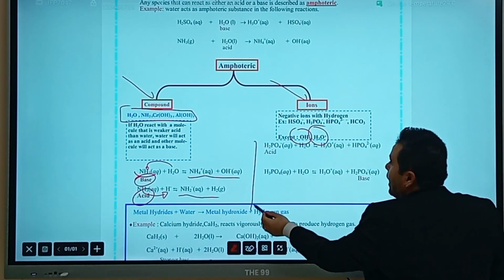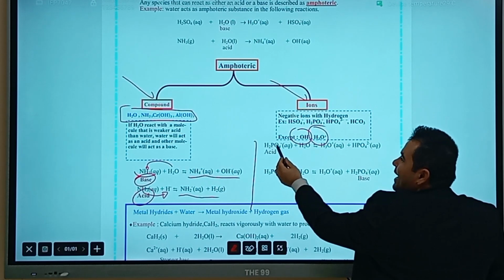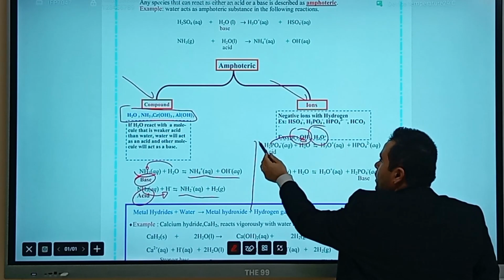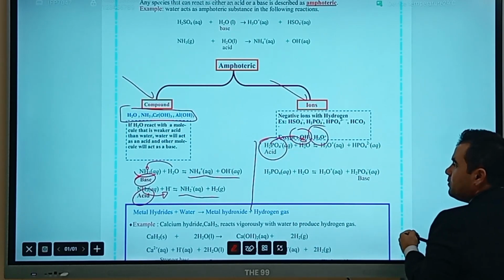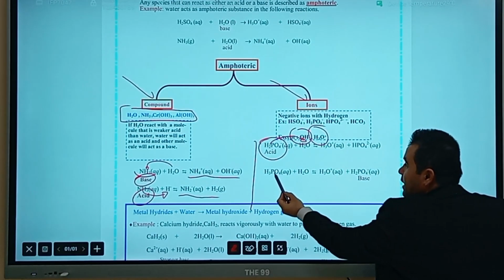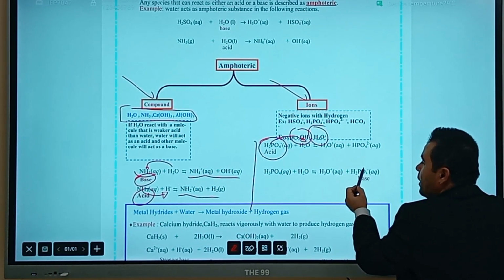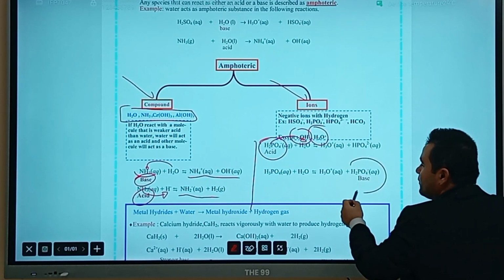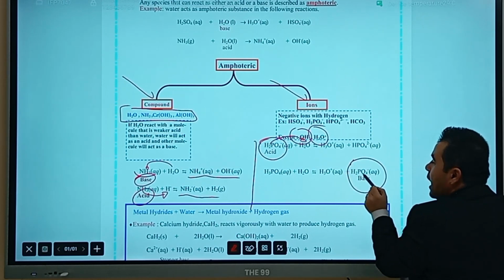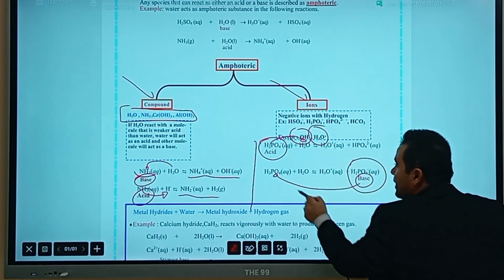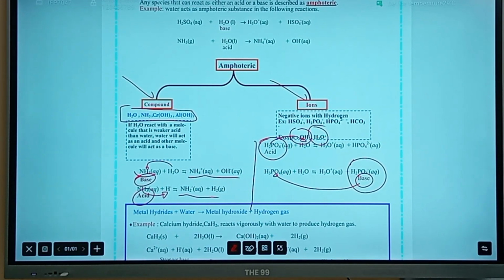For the amphoteric ions, guys, H2PO4 negative with H2O produces hydronium and HPO4 2 negative, so it donates a proton, that's why it becomes an acid. And H3PO4 plus H2O forms hydronium and H2PO4 negative 1. H2PO4 negative 1 is the conjugate base of that acid, which is given.